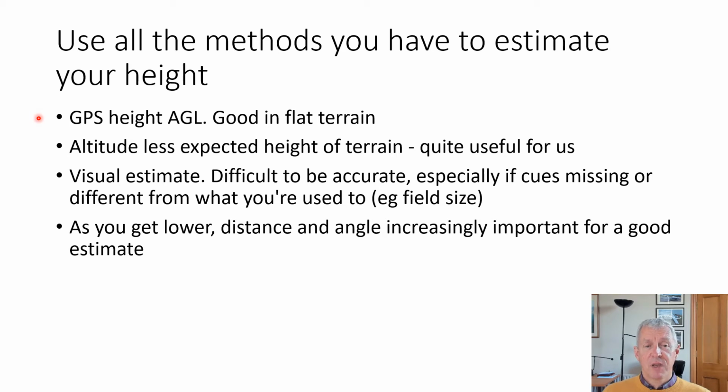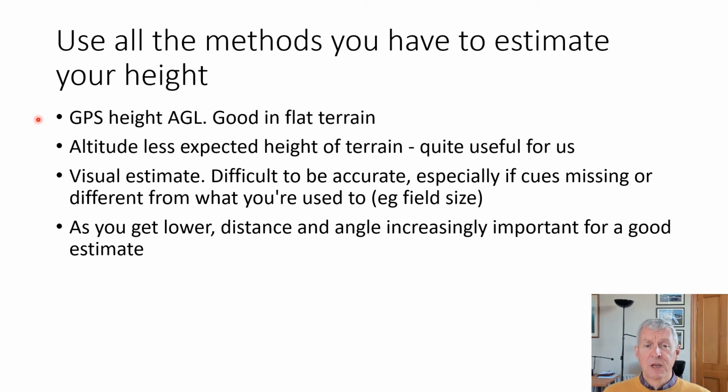So the first one is I always have a nav box on my GPS which tells me my height above ground, and it does that on the basis of where it knows where we are, it knows how high we are in terms of altitude, and it knows what the height of the terrain is, and that works well around southern UK because generally the ground height doesn't change very much.